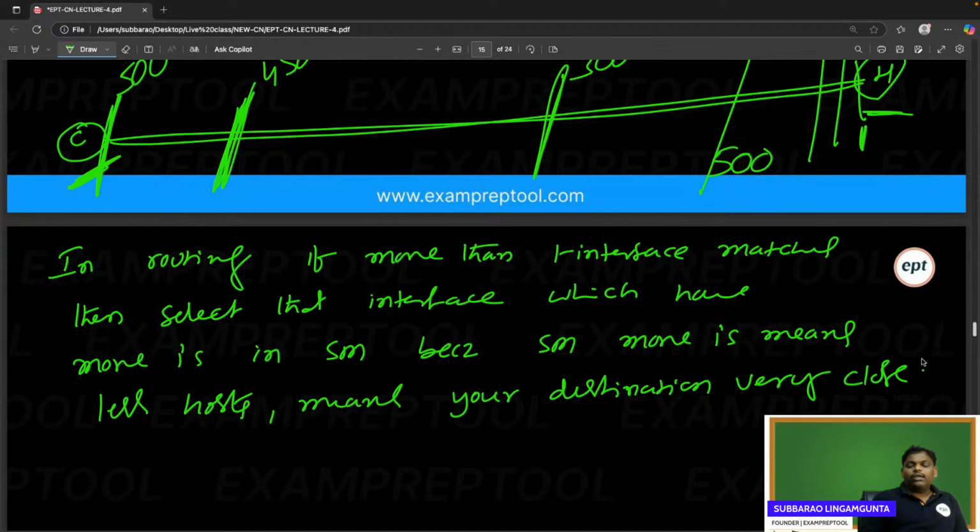In the routing table, if more than one interface matches, then select that interface which has more ones in the subnet mask, because more ones in the subnet mask means fewer hosts. That means your destination is very close.